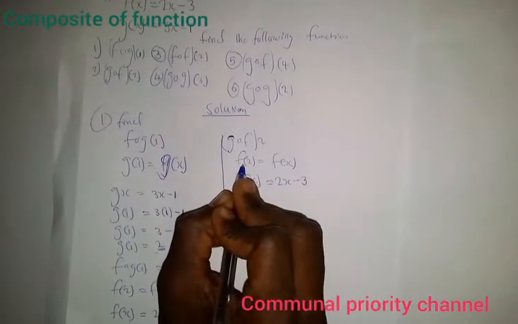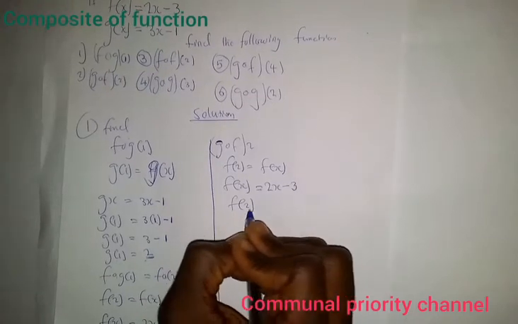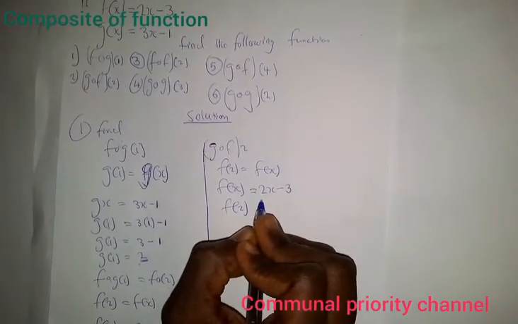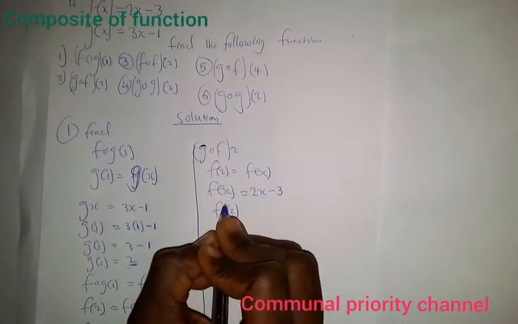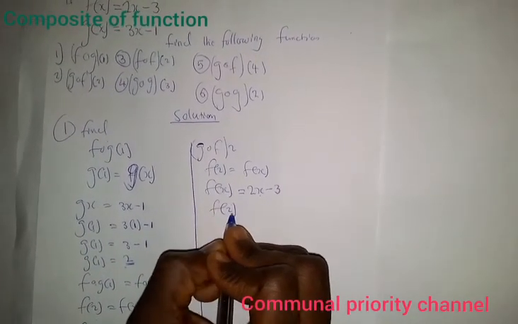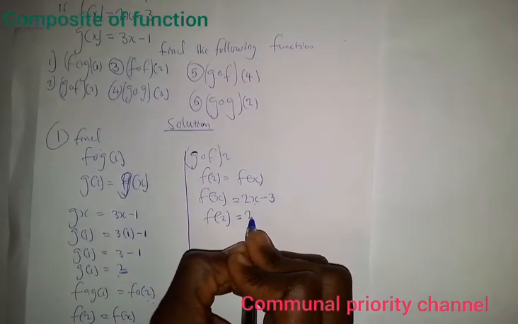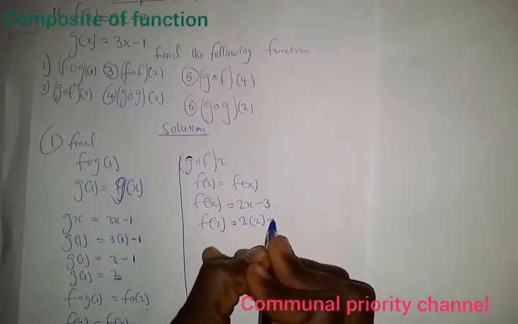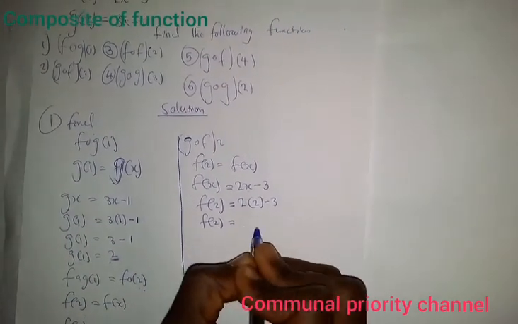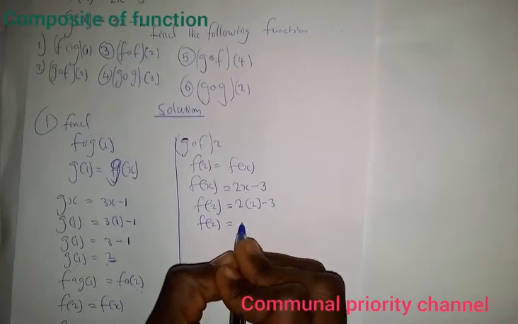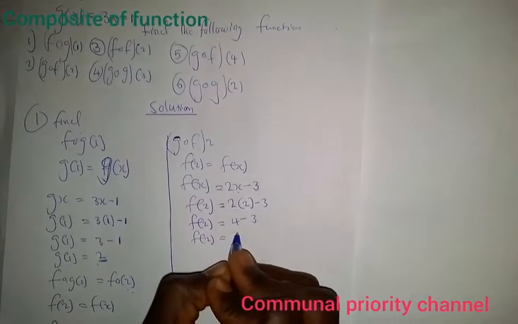So now, since we say our f of 2 is equal to f of x, our f of 2 will be the equation we have in f of x, but anywhere we have x, we are going to substitute it with 2. We substitute this x with 2. So in the equation, this will be 2(2) minus 3. Now our f of 2 will be equal to 2 times 2 is 4, 4 minus 3, which means f of 2 is equal to 1.